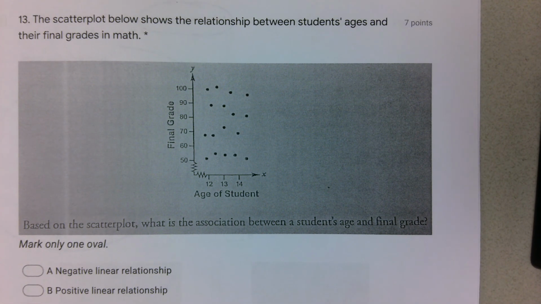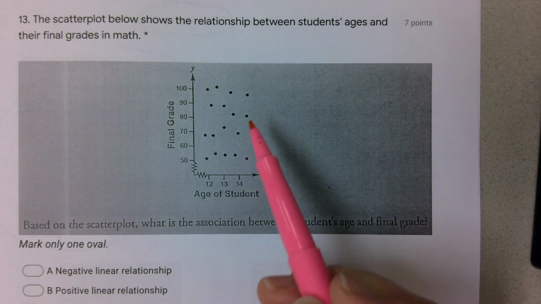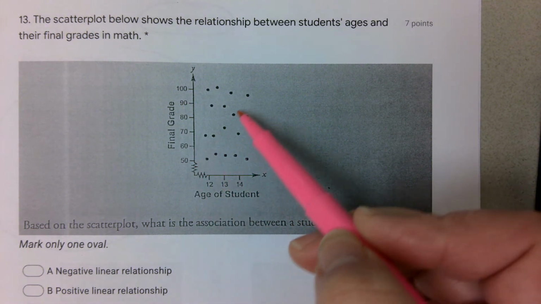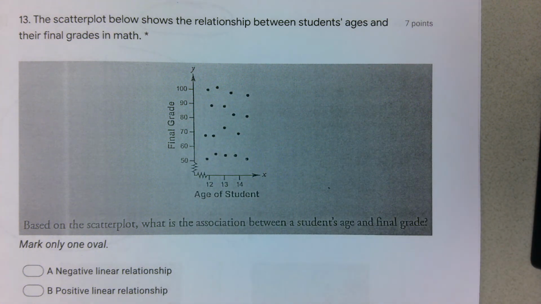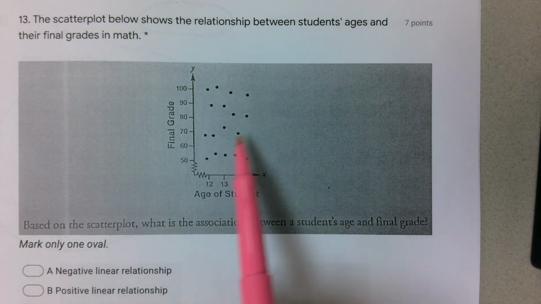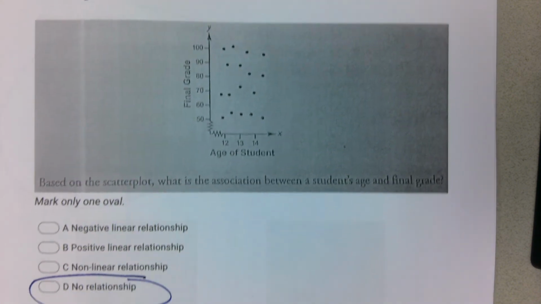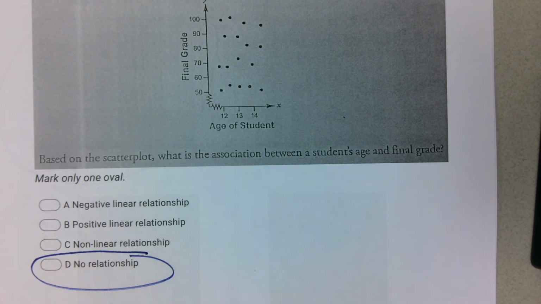Number 13, the scatter plot below shows the relationship between students' ages and their final grades in math. Based on the scatter plot, what is the association between a student's age and the final grade? So you're looking here to see if we see a trending line some way, that they're forming some sort of line or curve. And I don't see any type of curve or line. They look very random. So that's D, no relationship.